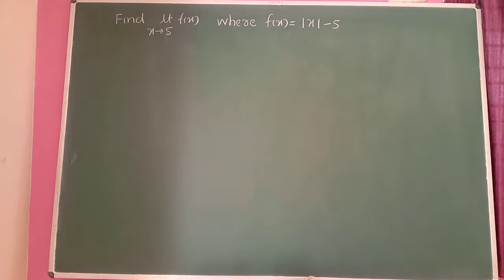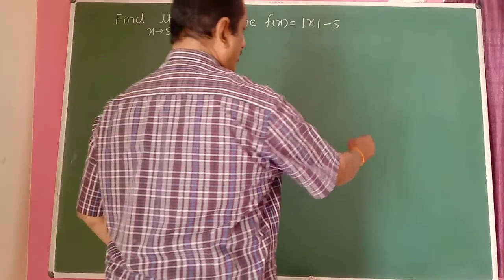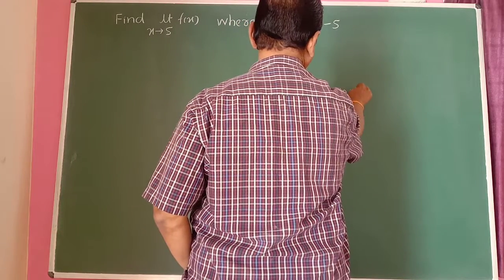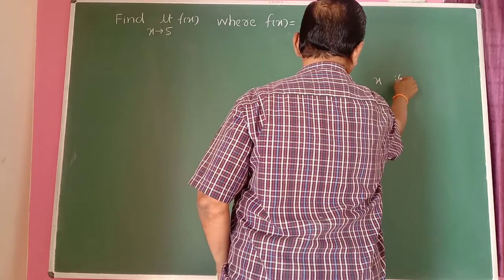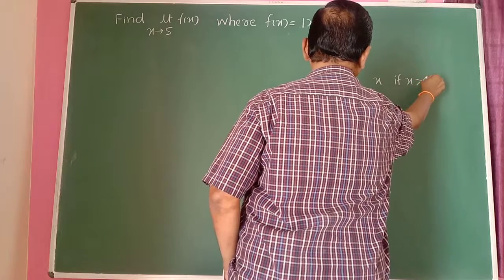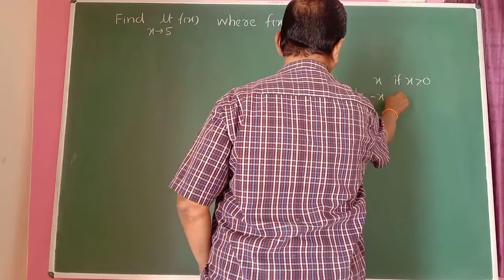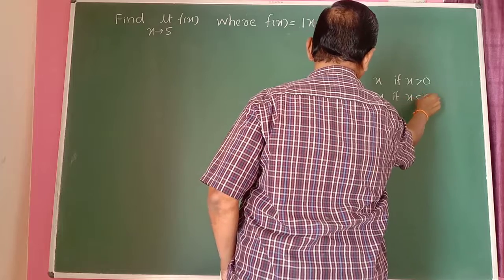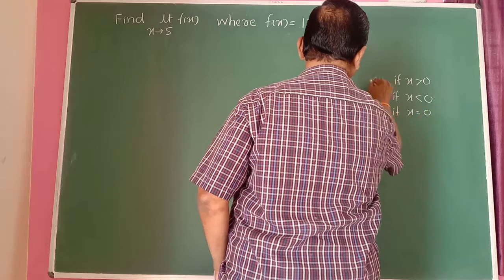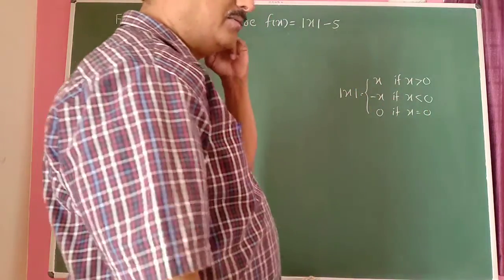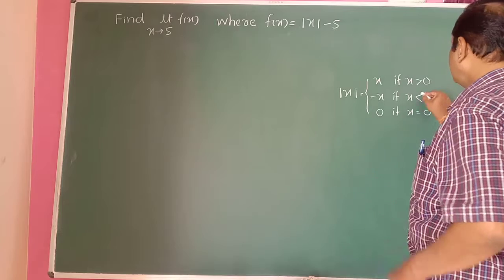So, limit of f of x as x tending to 5, where f of x is equal to modulus of x minus 5. So you know the definition of modulus of x here. According to the definition, it is x if x is greater than 0, minus x if x is less than 0, and 0 if x is equal to 0. This is the definition of modulus here, because modulus means always positive.